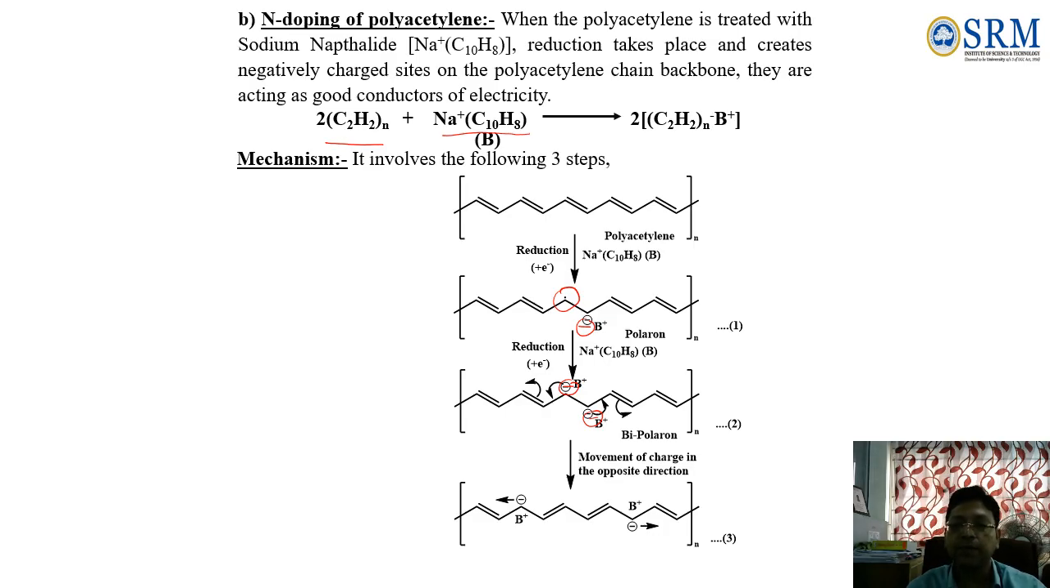And in the third step, these two negatively charged sites can migrate in the opposite direction through the polymer backbone with the help of the delocalized pi orbital, and that creates the soliton. So that is why the conductivity is enhanced. So this is the mechanism of N-doping of polyacetylene, and it also involves three steps, similar in line with p-doping of polymer.